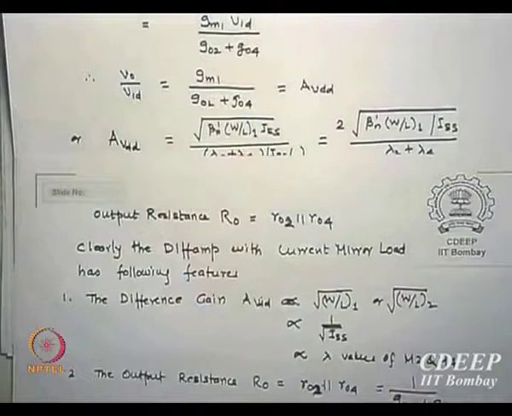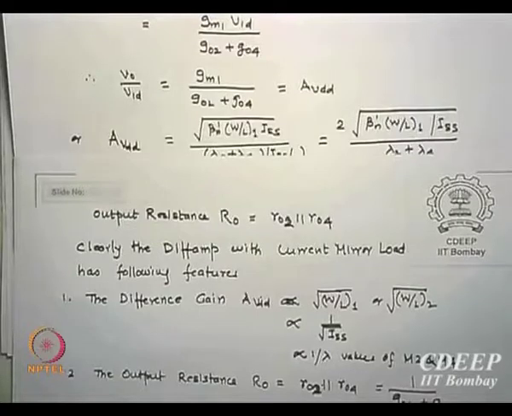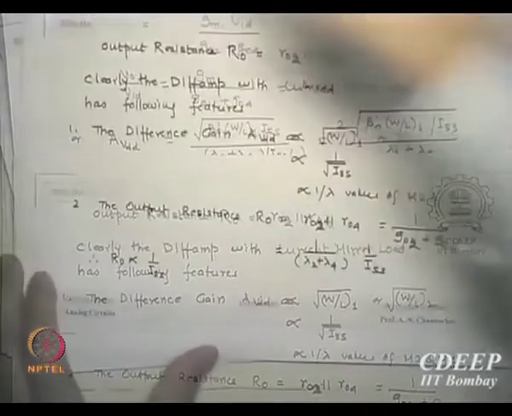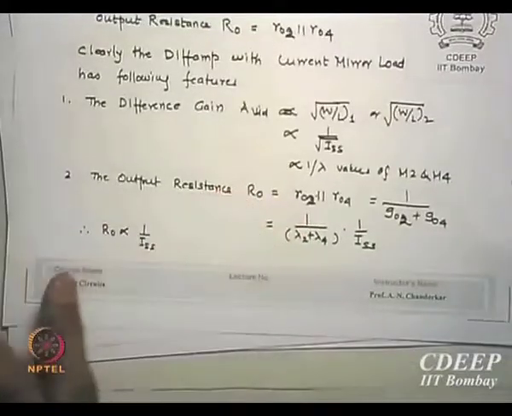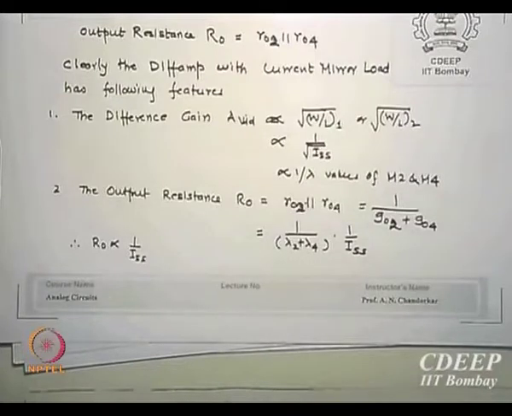However, they are also inversely proportional to the values of lambdas of M2 and M4. If you see your R0, which is 1 upon lambda 2 plus lambda 4, so if you see the RO24 value, it is 1 upon GO2 plus GO4, which is 1 upon lambda 2 plus lambda 4 into ISS. So the output resistance is inversely proportional to ISS. If you reduce ISS, output resistance increases. If you reduce ISS, your gain increases.